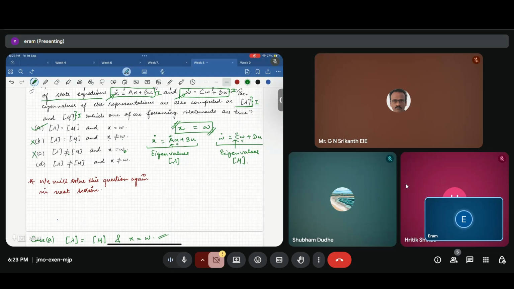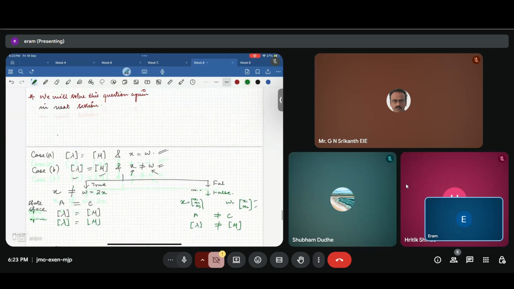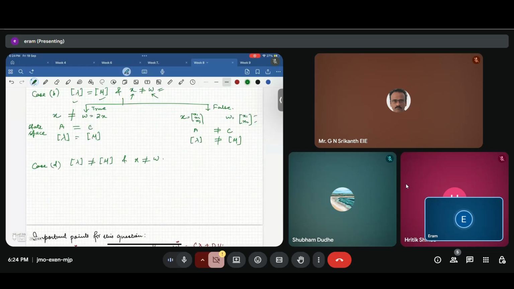And in the last case we have the states are not equal and the eigenvalues are also not equal. So let's see this case. The option is saying lambda is not equal to mu and x is not equal to w. So what do you think? Is it correct or incorrect? Because here we have fixed the states to be not equal. Does that always mean that the eigenvalues are also not equal? No, because in this example we have seen this.